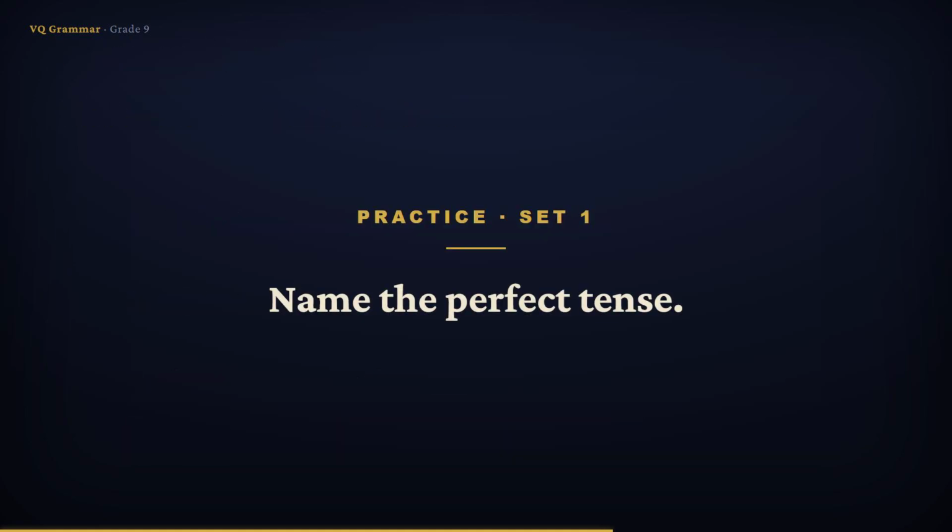Time to practice. In this first set, I'll show you a sentence and you name the perfect tense, present, past, or future. Look for the form of have in front of the participle. It will point you straight to the answer. Pause the video and try each before I reveal it.